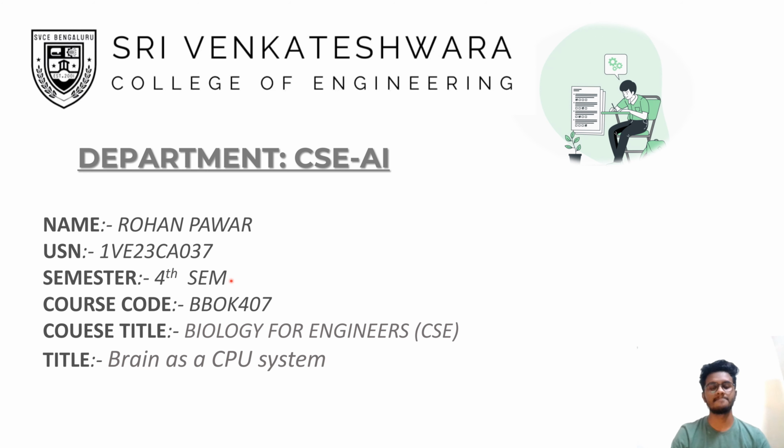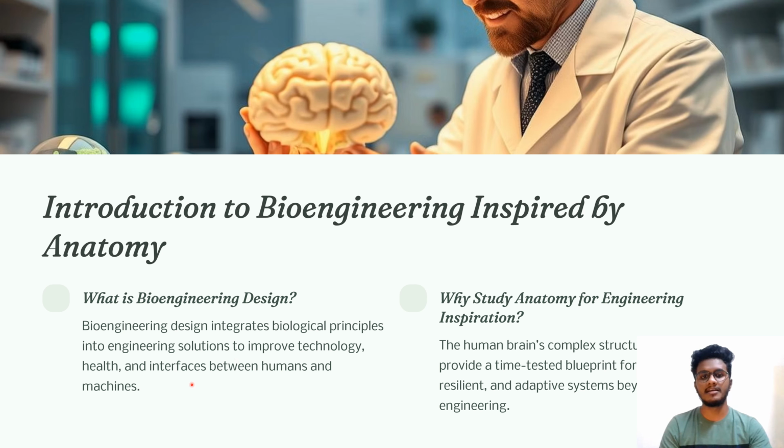So basically, now an introduction to bioengineering inspired by anatomy. What is bioengineering design? Bioengineering design integrates biological principles into engineering solutions to improve technology, health, and the interface between humans and machines. So basically in this video I am taking the example of a brain, comparing it to a central processing unit of a system. Why study anatomy for engineering inspiration? The human brain's complex structure provides a time-tested blueprint for resilient and adaptive systems-based engineering.